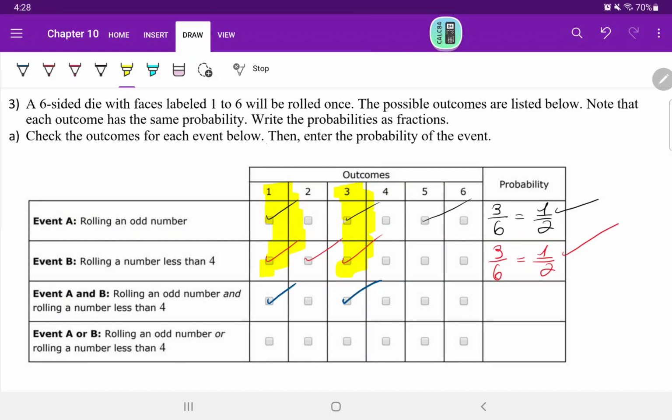1 and 3 are both odd, and at the same time, 1 and 3 are numbers that are less than 4. The probability of rolling an odd number and rolling a number less than 4 is going to be 2 out of 6, and I can reduce the fraction 2/6 to 1/3.